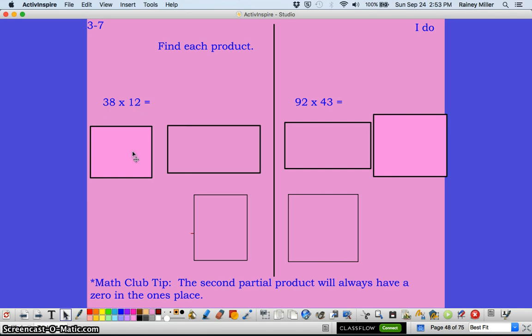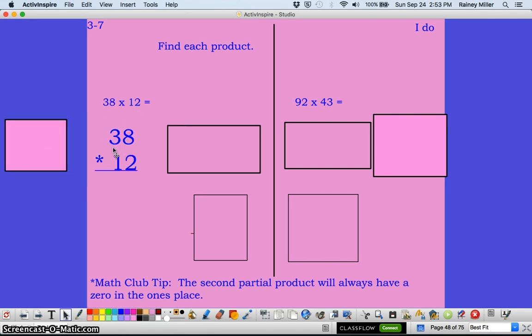Okay. So the first thing I do whenever I look at one of these problems is I take it from this horizontal form and I put it into this more vertical form. It just makes it easier for me to think about. Then there's two different ways to do this problem. So I'm going to show you the first way.